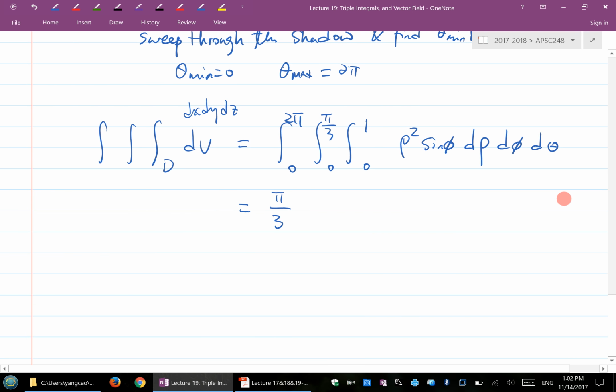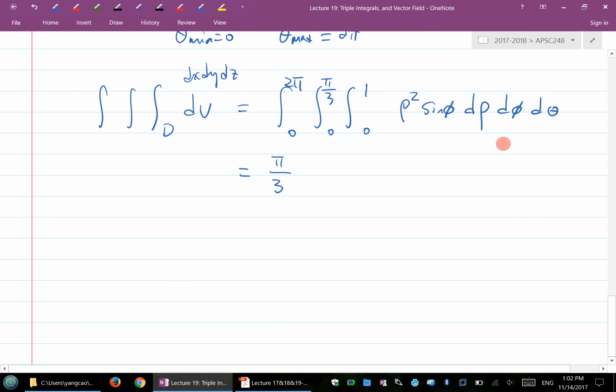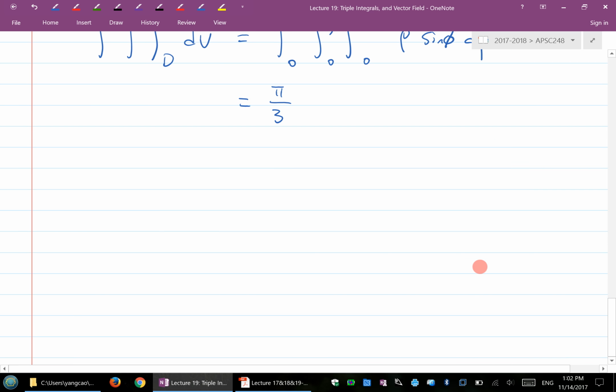Any questions so far? Okay. Before we move on, I need to wrap up a loose end. If you remember, at the beginning we said that phi has to be between 0 and pi, right? So phi cannot go beyond these limits, this 0 to pi limit here. But why?